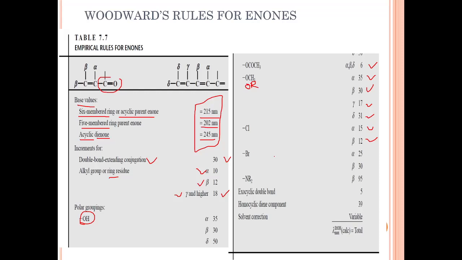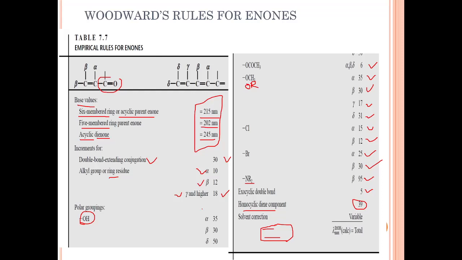For Br substituent, we will add 25 if it is present at alpha position, and beta we will add 30. Again, NR2 has a great impact, and we will have 95 if it is attached to the beta position. Exocyclic double bond has 5. And now homocyclic dienes: if the diene is present in this form in one ring, it is called a homocyclic diene, and we need to add 39. Okay, so these are some basic values. Of course, you need to remember these for fast calculation.